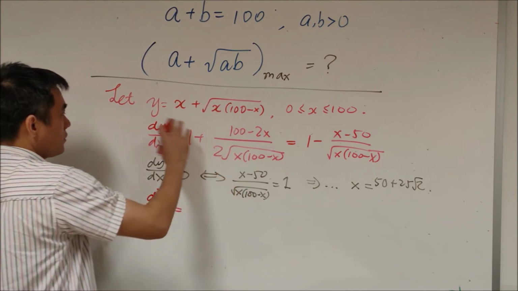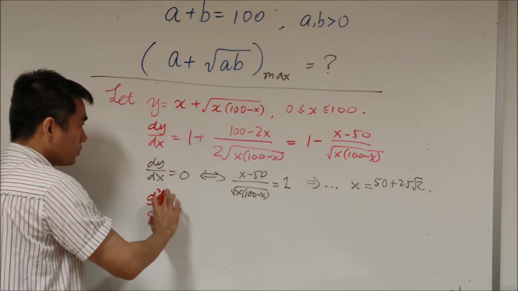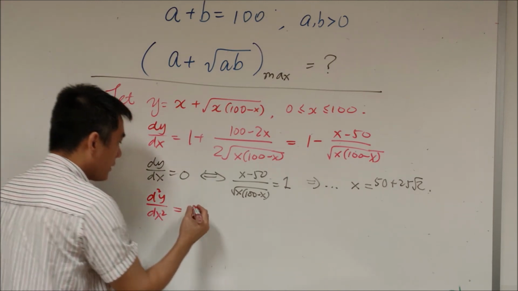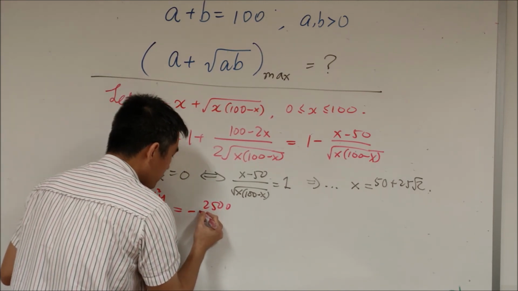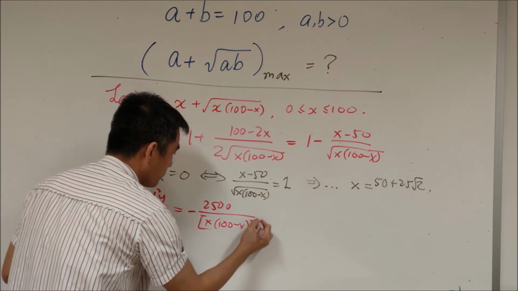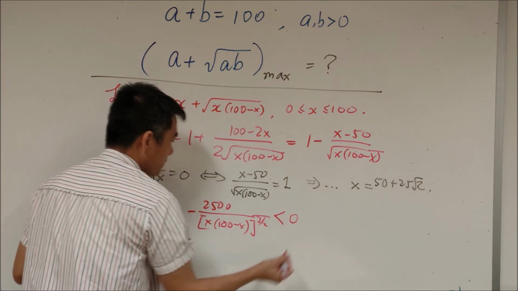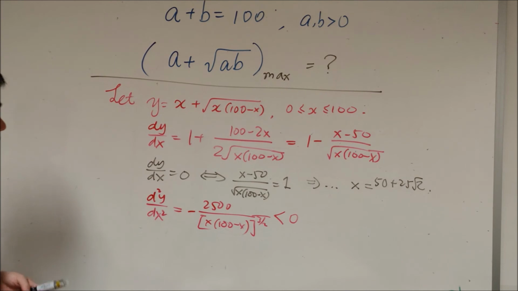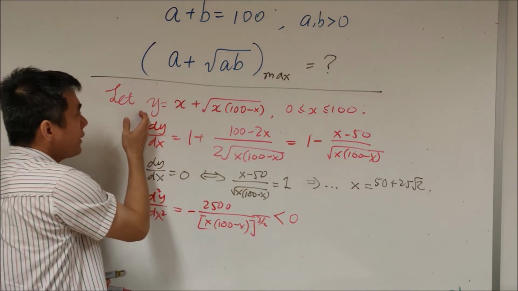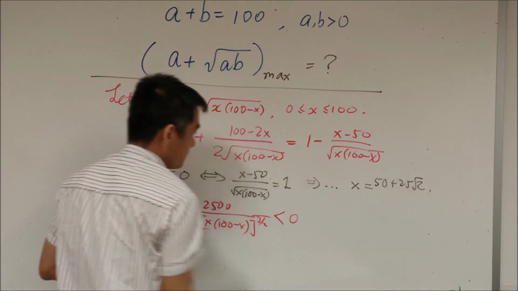If we differentiate dy/dx once more, we get d2y/dx2, and after long calculation and manipulation, we get negative 2500 over (x(100 minus x)) to the power of 3/2, which means that this is always negative. Since d2y/dx2 is always negative, we conclude that y indeed is maximum at x equal to this value.